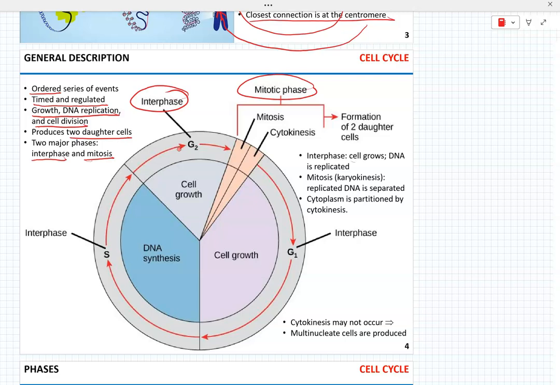During interphase, the cell grows in size, its DNA is replicated, and it generally gets ready for mitosis. During mitosis, also known as karyokinesis, the replicated DNA is separated. Karyokinesis can be translated as nuclear division. Once the nucleus is divided, the cytoplasm is divided as well by the process called cytokinesis. Interestingly enough, in some cells, cytokinesis may not happen. In this case, if the cytoplasm is not divided, multinucleated cells are produced.